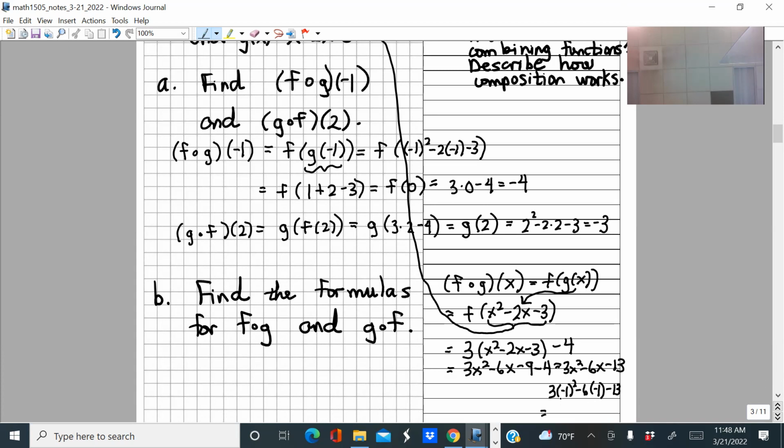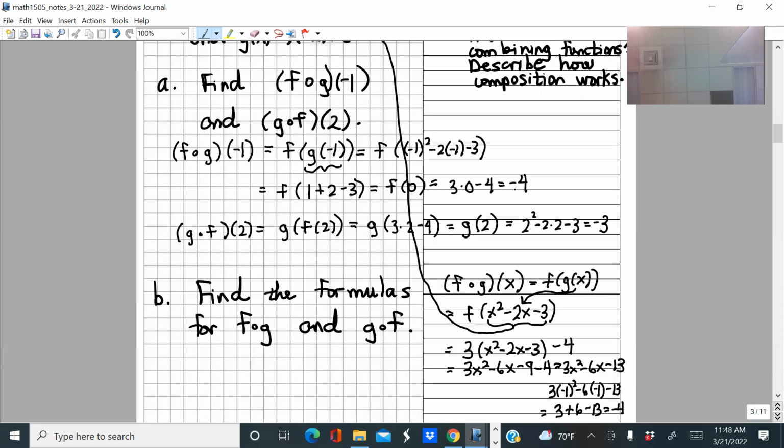Let's see, you get +3, because -1 squared is +1 times 3 is 3. -6 times -1 is +6. And then -13. Yeah, that's 9 minus 13, which is -4. Okay. Well, of course, that had to be right if we did the algebra right. But that gives us some reassurance that we did the algebra right.